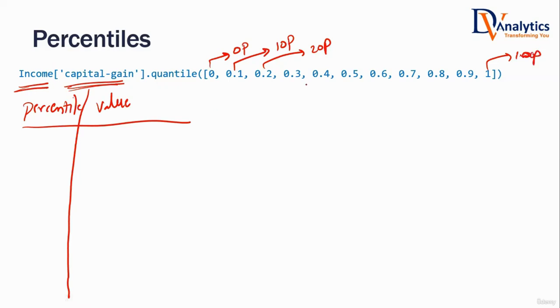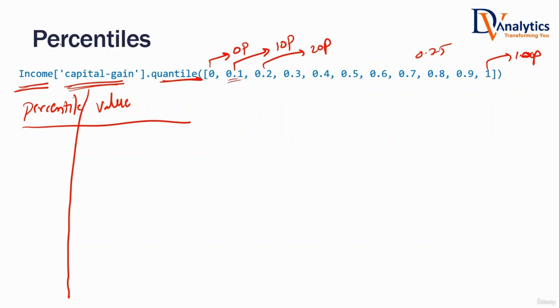How do you get, let's say, the 75 percentile? If I want to get the 75 percentile, how do you get that? You simply mention 0.75, then you will get the 75 percentile. That means as soon as you use this quantile function, Python will arrange the data, divide the data into pieces, and then find out the value in capital gain where below it is 10%, above it is 90%.